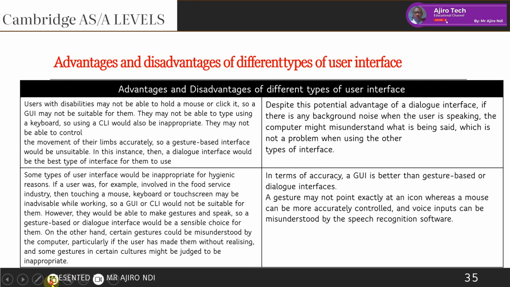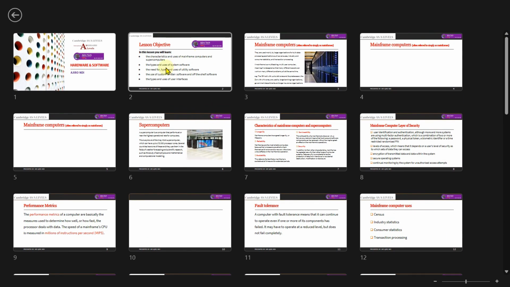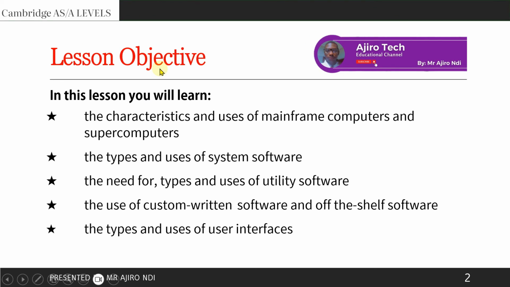Going back to our lesson objectives, so we can round this up, we looked at the characteristics and uses of mainframe computers and supercomputers. We looked at the types and uses of system software. We looked at the need for and types and uses of utility software. You've come to see the use for it. We looked at the use of custom-written software and off-the-shelf software, and then the types and uses of user interface. Thank you very much.